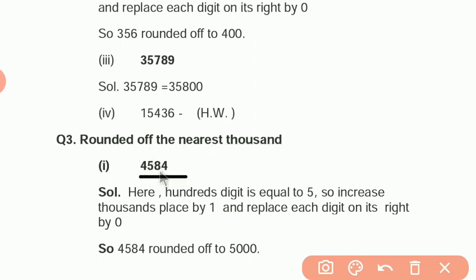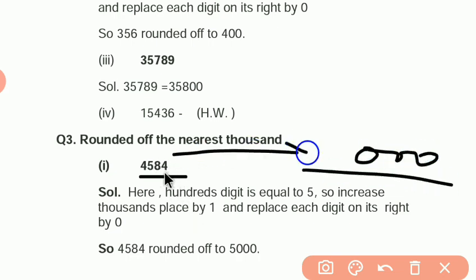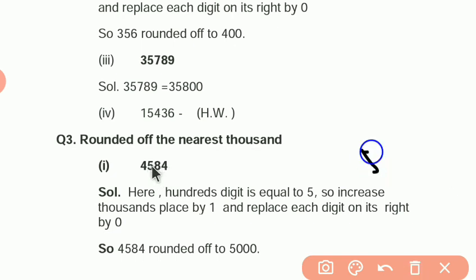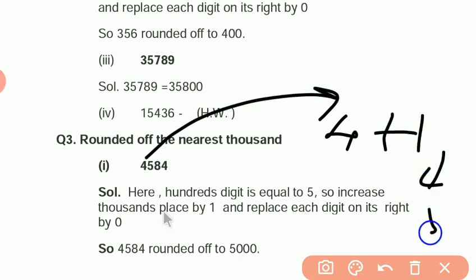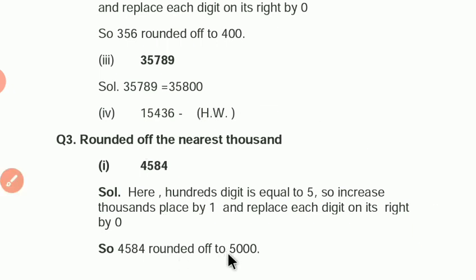Round off to the nearest 1000. 4,584. We know that in 1000 how many zeros are there? Three zeros. So first we'll replace 584 by triple 0. Now for 1000 we always see its hundreds digit. So hundreds digit means ones, tens, hundreds. At hundreds digit it is given 5. So here hundreds digit is equal to 5. So we have to increase its thousands digit by plus 1. At thousands place, which number is given here? 4.